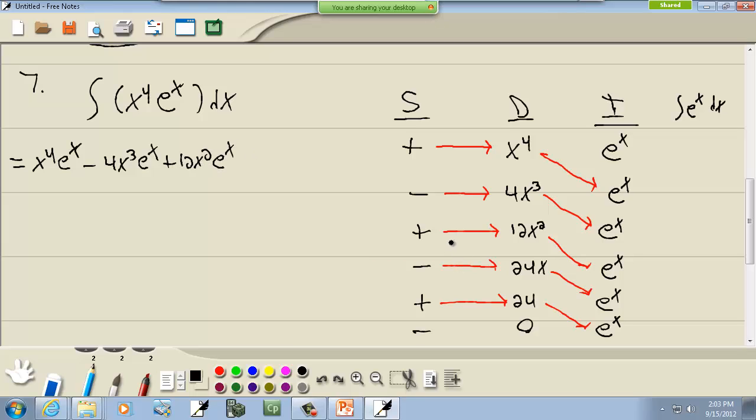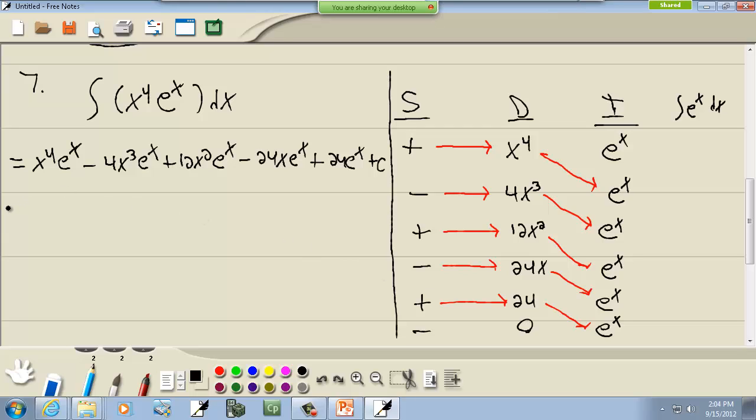And again, I'm following arrows. Positive 12x squared, e to the x, and minus 24x, e to the x, plus 24 e to the x. And then I'll put a plus c at the end. Now this last one you don't do anything with, but 0 times anything is 0.